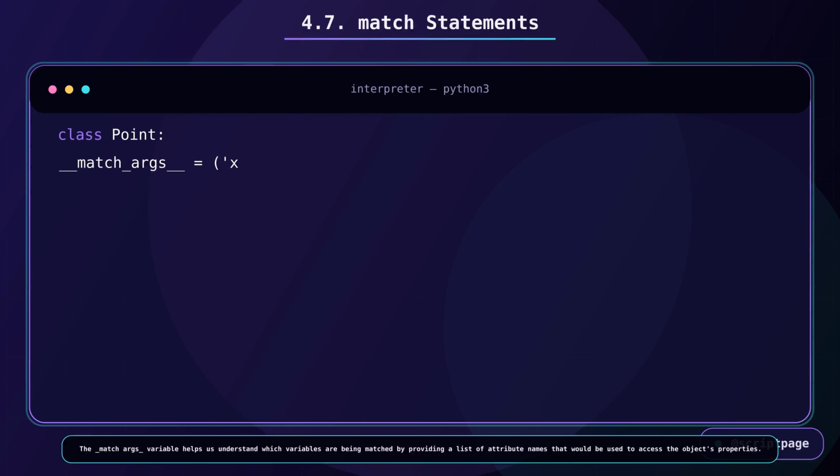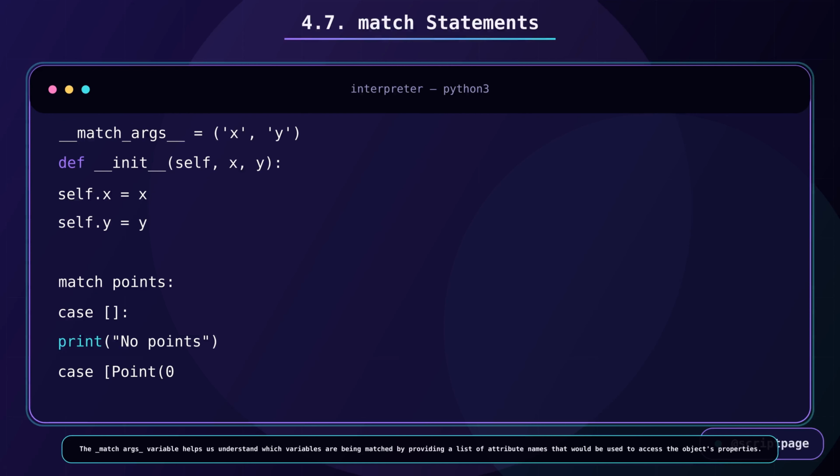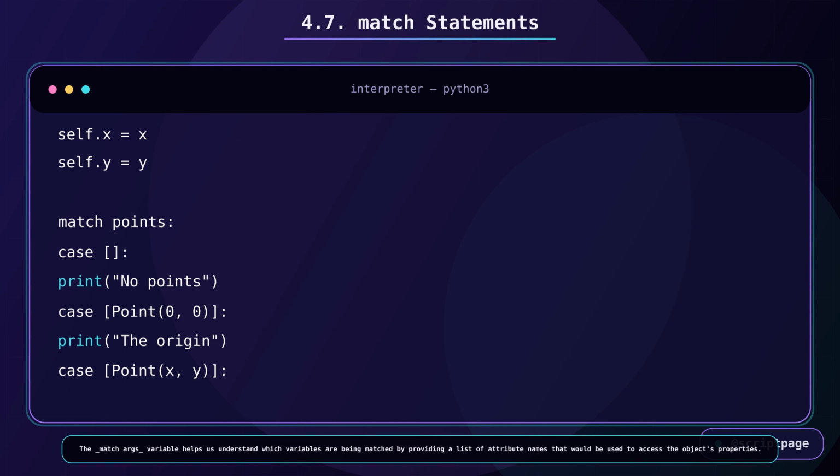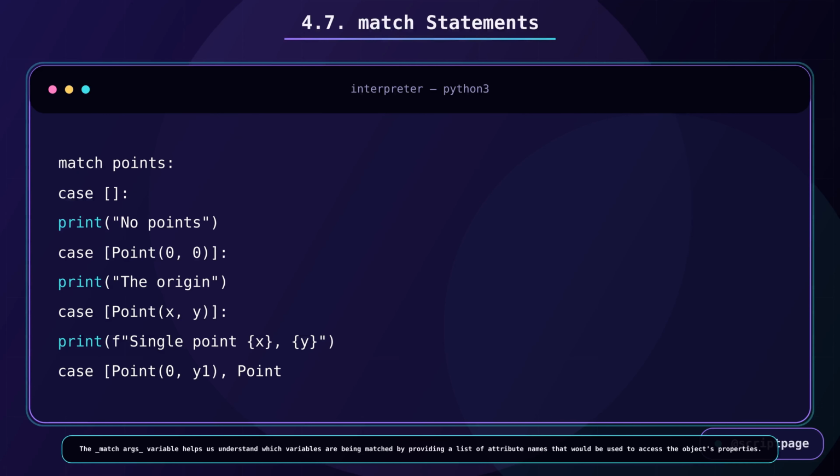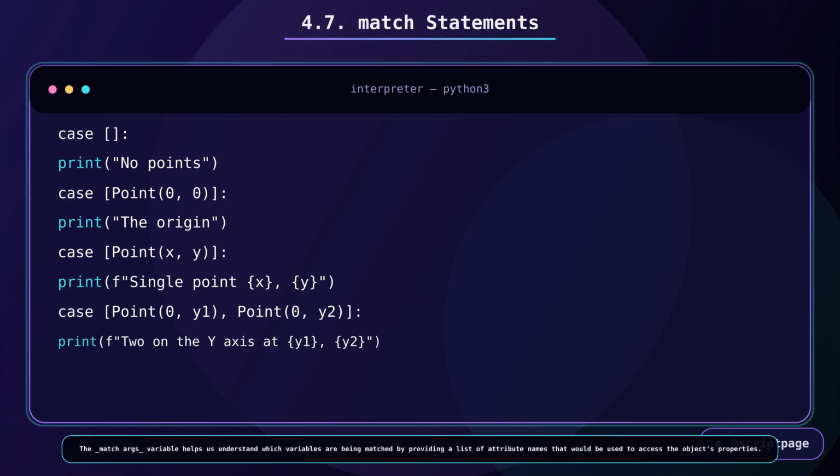The underscore match args underscore variable helps us understand which variables are being matched by providing a list of attribute names that would be used to access the object's properties.